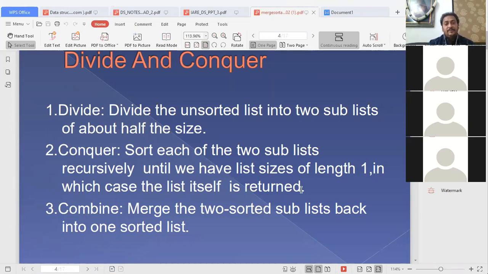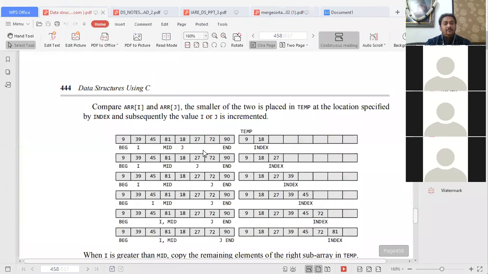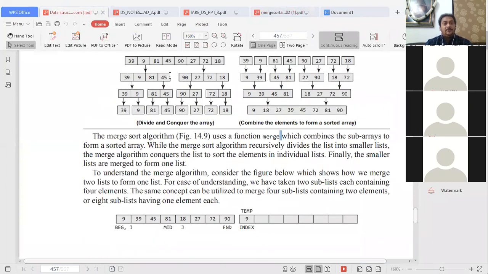Whatever n by 2 elements there are, all the n by 2 elements are recursively sorted, which means we are supposed to compare. We can use any particular method, either bubble sort or insertion sort, but ultimately we are supposed to sort the n by 2 elements. In the previous example we took bubble sort. While sorting this first subarray of n by 2, we took single elements. Look: 39, 9, 81, 45, these 4 elements are once again further divided into 2 plus 2.